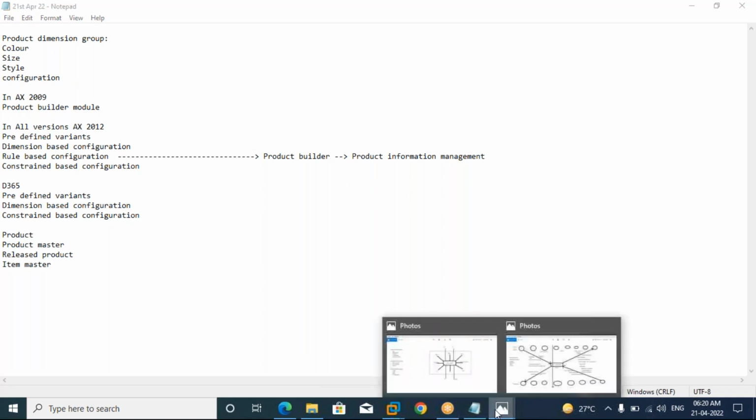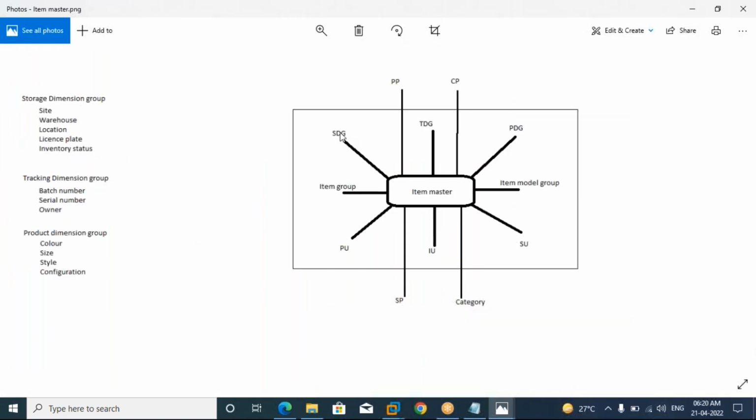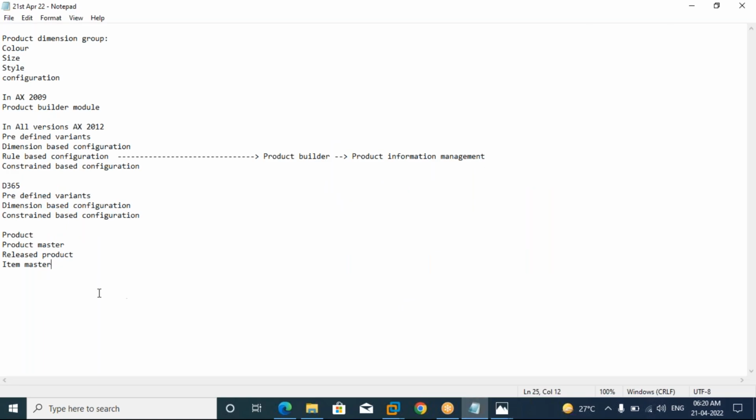Next. So we understood the high level picture about storage dimension group, tracking dimension group, and product dimension group. Now let us understand item group. Actually, it is item group. It is a part of trade and logistics, but this will be handled by finance consultants a lot.